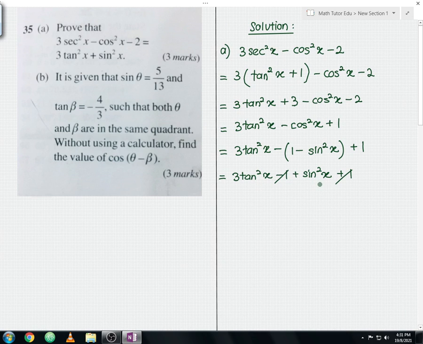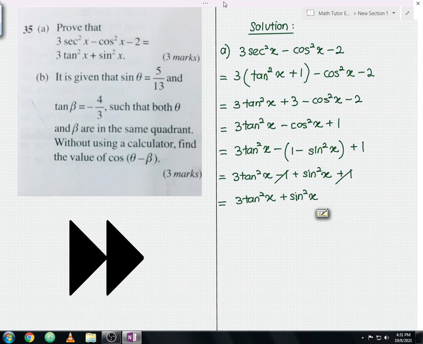So as you can see here, we have already proved that the left hand side equals the right hand side. So this will be your final answer, 3 tangent square x plus sine square x. So let me underline the solution for the question part A.